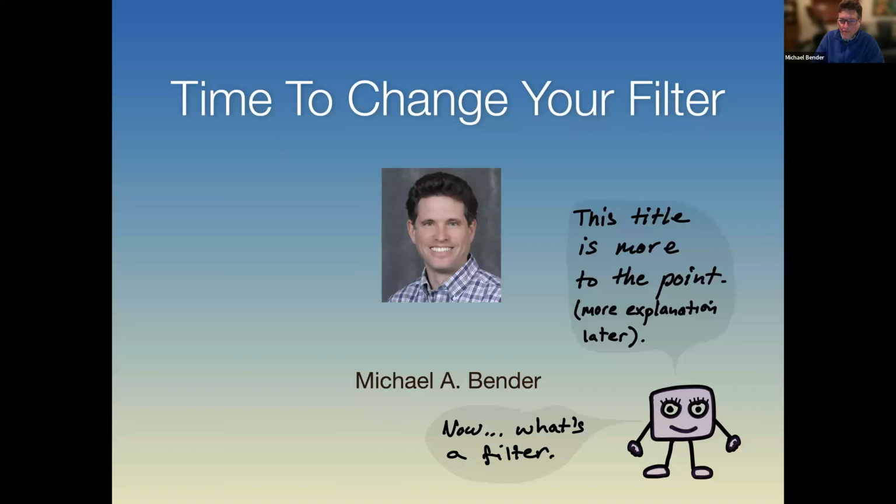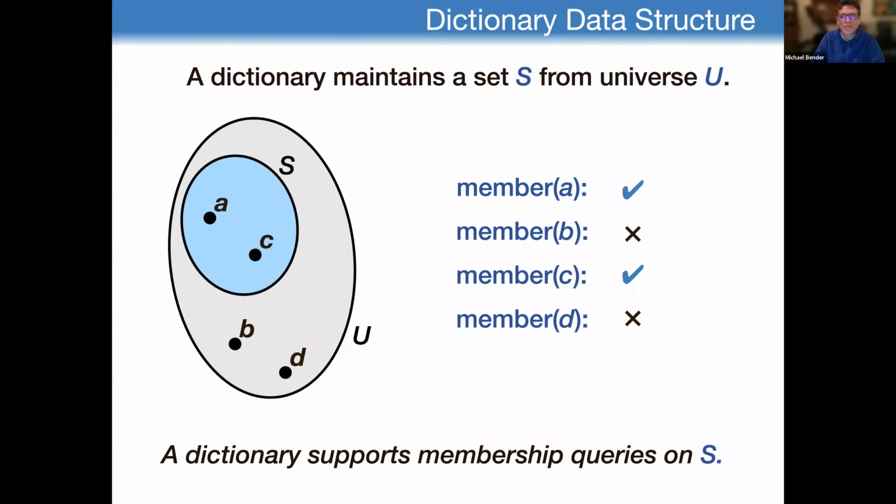And well, I really need to say what a filter is. And I'm not going to do that in my first slide. So I'll do this in the second slide. I'm going to tell you what a dictionary data structure is. And a dictionary maintains some set S of elements from a universe U. And so here's universe U of elements A, B, C, D, and the set S here stores elements A and C, and a dictionary supports membership queries on the set.